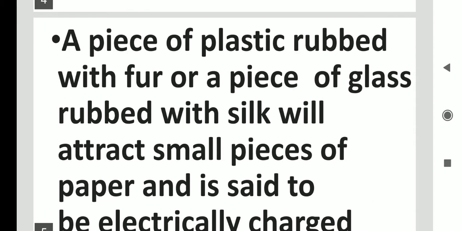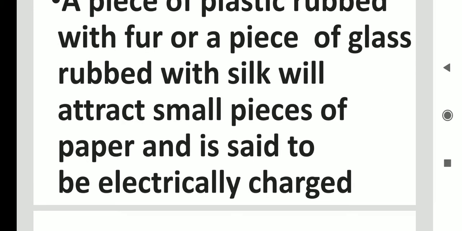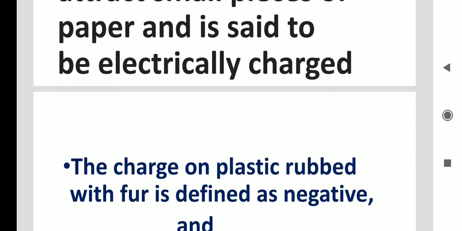Let's see, a piece of plastic rubbed with fur. When plastic is rubbed with fur or glass is rubbed with silk, it attracts small pieces. Plastic and fur is nothing but the hair of a sheep, an animal, or glass and silk cloth. When they are rubbed, the bodies will attract small pieces of paper. It is said to be electrically charged. So here charge is of two types, positive and negative.